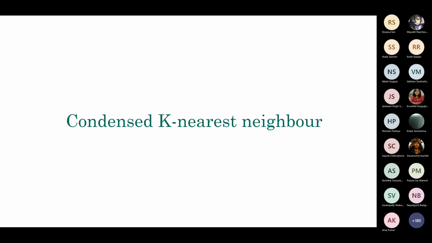Okay, so let's get into condensed k-nearest neighbor. Before I get into the algorithmic details, the main objective is to reduce the complexity, the time complexity rather, of k-nearest neighbor classification. So you want to do it fast. That's the main issue that we are trying to address.